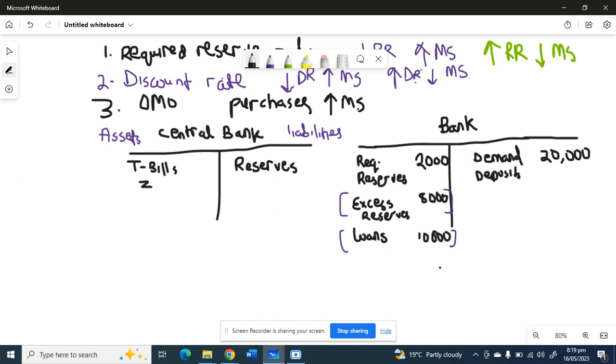Now, if the central bank sells these treasury bills, meaning the commercial banks get the treasury bills and the central bank gets the money, it means the money is coming out of circulation. That means there will be a reduction in the money supply.